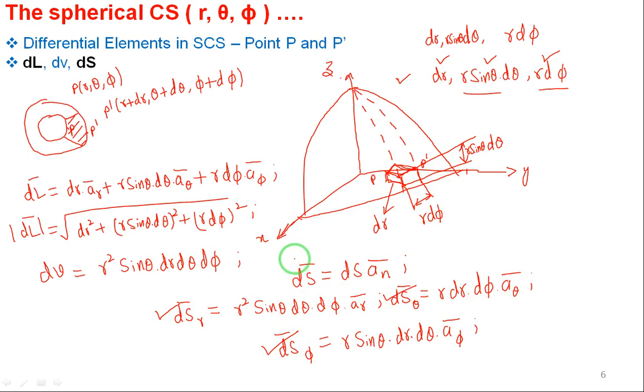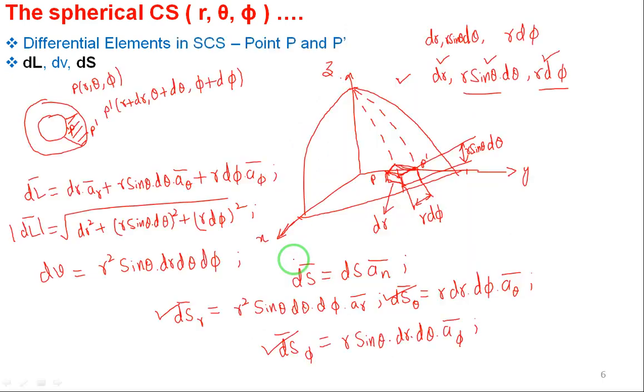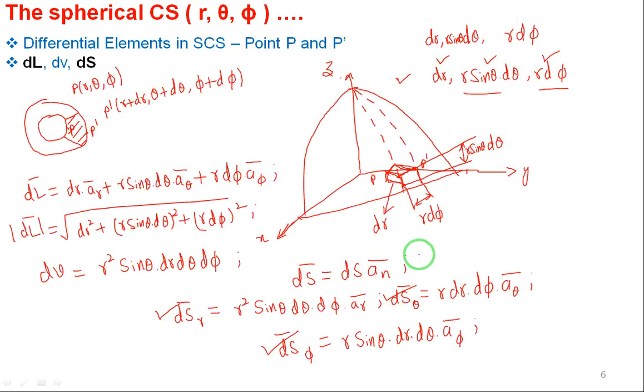Any doubts you can ask. For a few seconds I will wait, or else we will wind up today's lecture. Before winding up, whatever diagram I have drawn here, this is the textbook diagram, you can see it is the same thing. Back surface, front surface, left, right, top, bottom, and the three sides they have shown: dr, the top and bottom surface with r d theta angular distance, and the left and right faces r sin theta d phi. The same diagram I have drawn previously here.